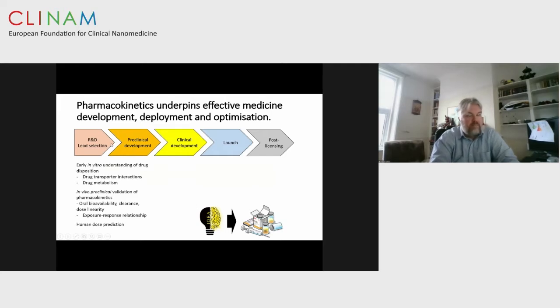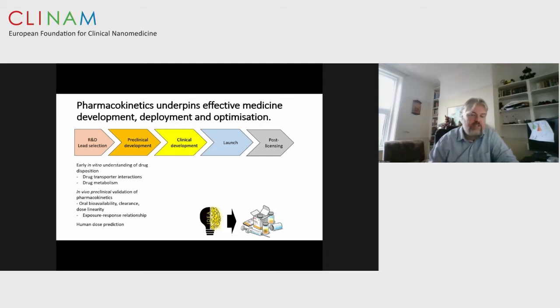So typically in research and development phase through to the preclinical development phase, we'll be starting to think about early in vitro understanding of drug disposition. We'll be looking at things like the affinity for drug transporter proteins. We'll be thinking about drug metabolism before moving into in vivo preclinical validation of the pharmacokinetics, where we start for oral medicines to get an understanding of the bioavailability of a drug, or start to understand in vivo what the rate of clearance of the drug from the systemic compartment is, as well as trying to understand the dose linearity before we move into clinical development.